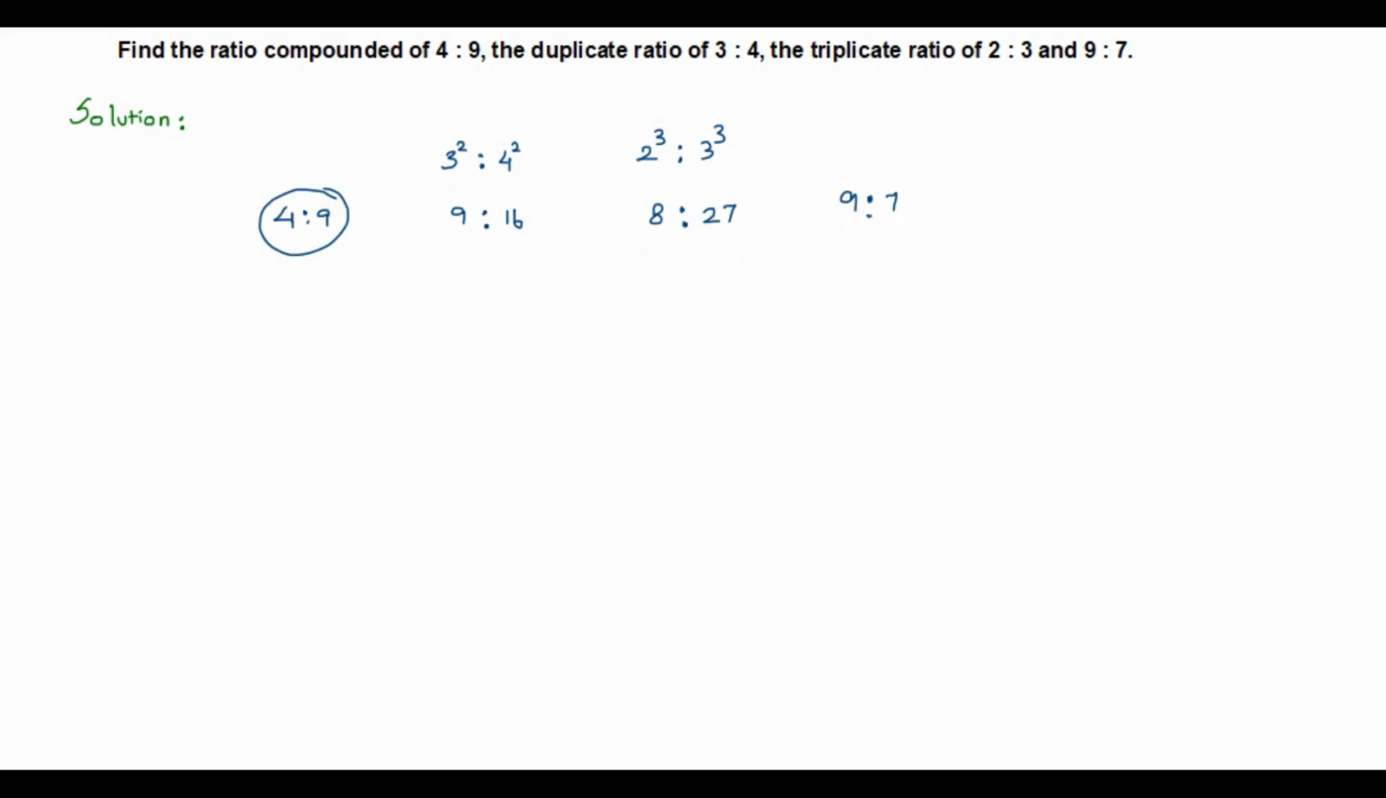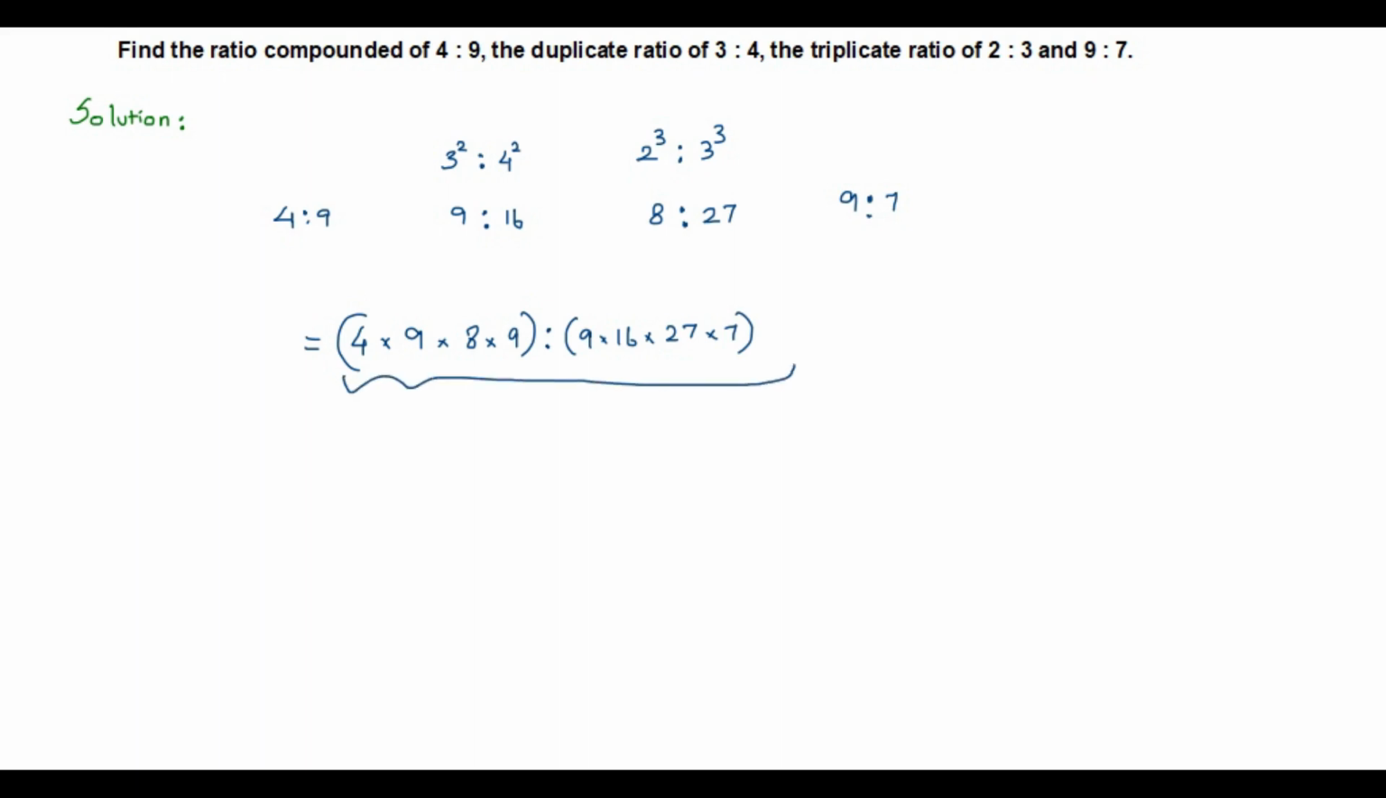Already we know how to find the ratio compounded. It's very simple. What we need to do is we have to multiply all the first terms. 4 times 9 times 8 times 9. Now we have to multiply all the second terms. 9 times 16 times 27 times 7. Now we have to form a ratio with the product of all the first terms as first term, and with the product of all the second terms as second term. Okay, now this is a ratio compounded of these four ratios.